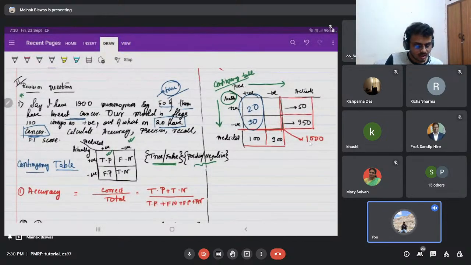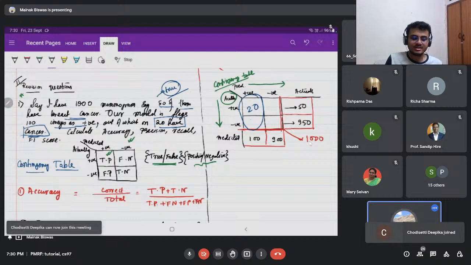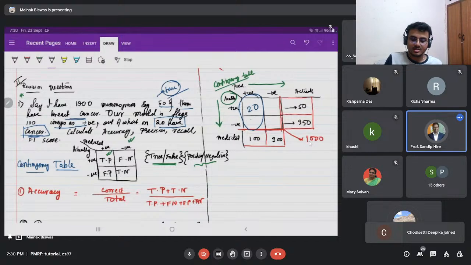Our model flags 100 of the images as positive, right? So 100 images are positive. Out of that, 20 images I'm correct. So how many are wrong? 80 are negatives. Yes, the false positive is 80.